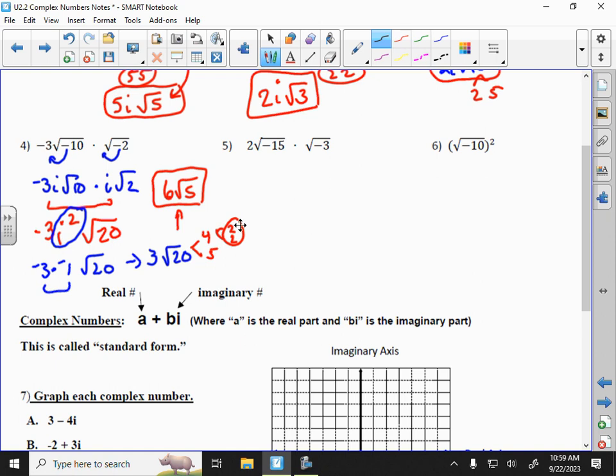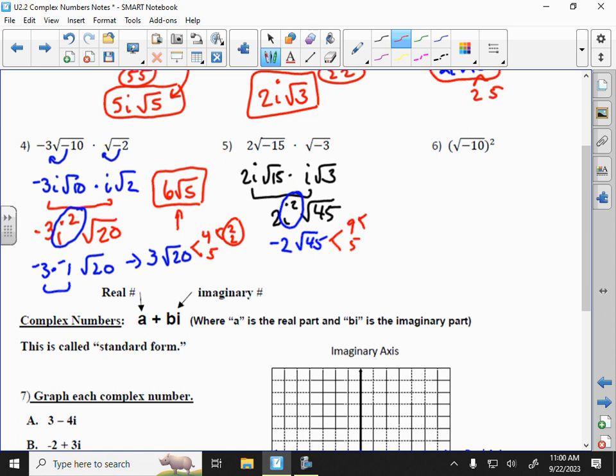All right, number 5. Again, let's pull those negatives out. So 2i root 15 times i root 3. Multiply outside with outside, inside with inside. So 2i times i is 2i squared. Square root of 15 times square root of 3 is square root of 45. i squared is negative 1 times 2 is negative 2 root 45. Now I've got to try to simplify radical 45. I can break it up into 9 times 5 and then 3 times 3. So there's a pair. 3 comes out. There's a negative 2 already out there, so that's negative 6. And then radical 5.